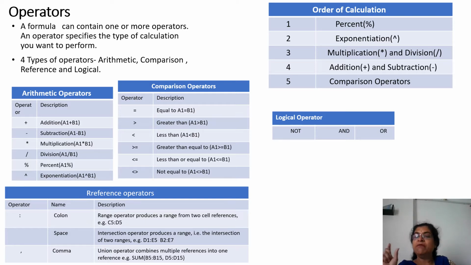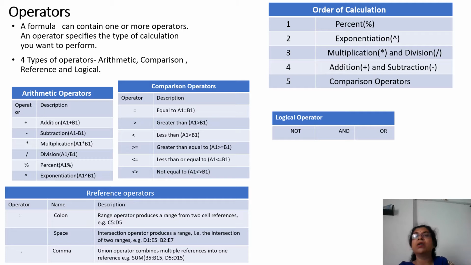Whenever we want to give the range of cells, sometimes colon is used, sometimes space is used, and sometimes commas are used. Okay, in the course of studying, we will come to know all this better. Then the logical operators: not, and, or. Whenever you want to do logical comparison or logical calculations, you have to use not, and, or operators.